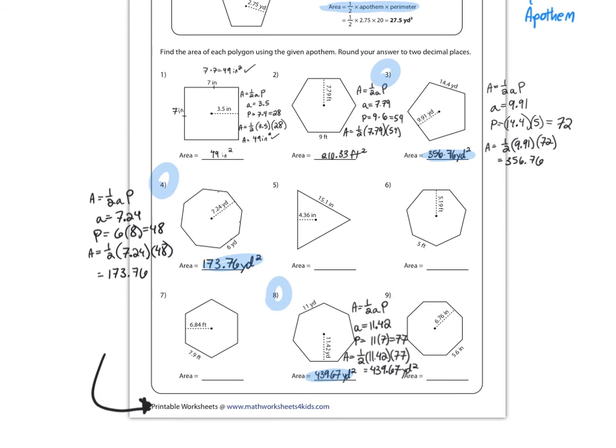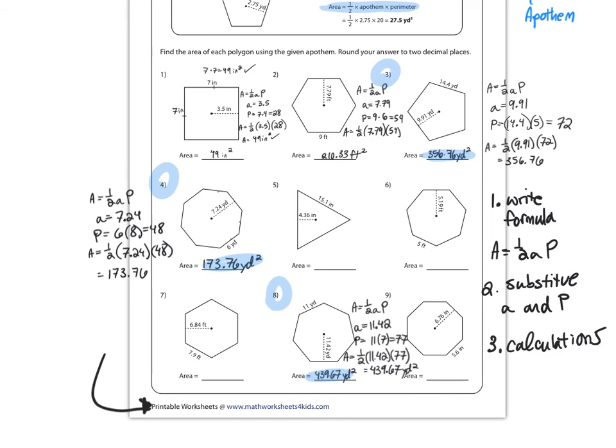So here are the answers. How'd you do? More important than the answers, take a look at the steps. Can you follow along with each one? Here's the process I followed for each problem. First, I wrote my formula, which is the same for every regular polygon. It's 1/2 times the apothem times the perimeter. Then, I substituted the values from my apothem and my perimeter into the formula. Finally, I multiplied. I just did my calculations and found the area. So those were the steps that I followed for each one of these. Not too hard, huh?